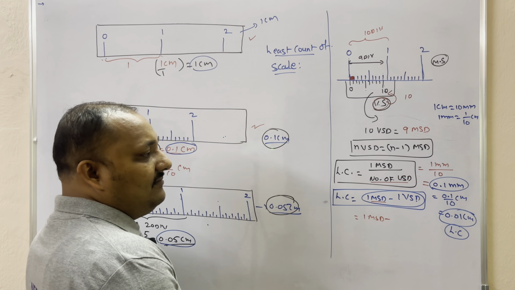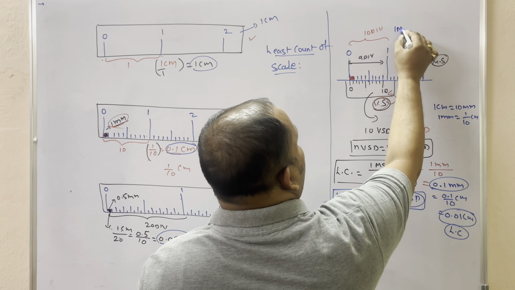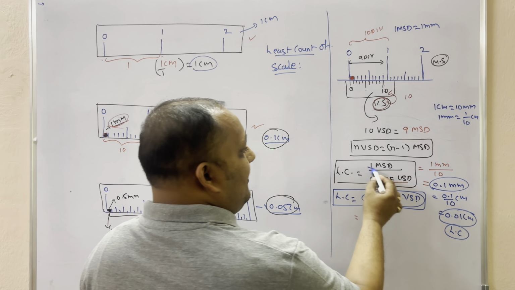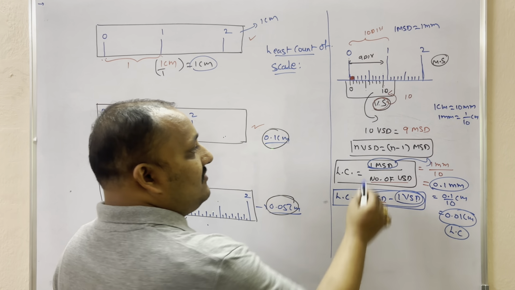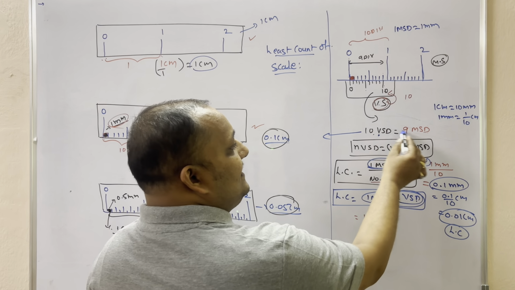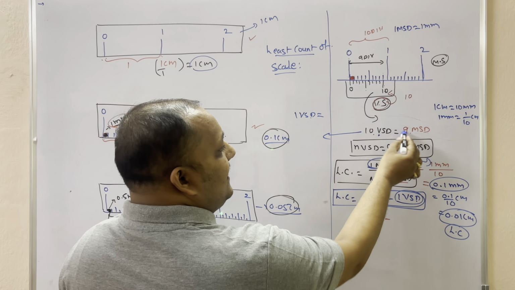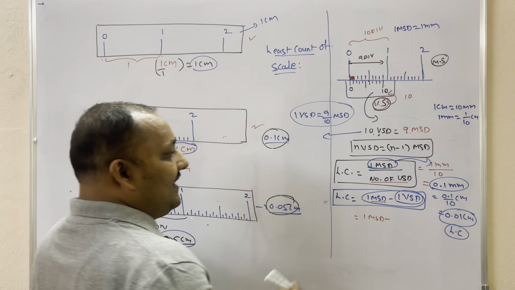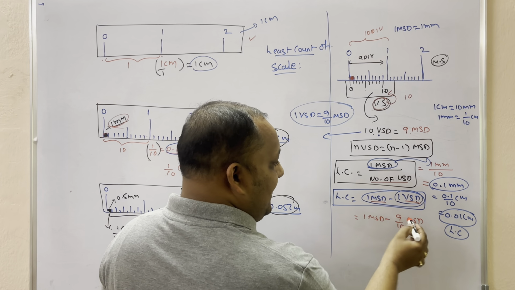What is the 1 MSD value? 1 main scale division is 1 mm, correct? We wrote 1 mm. Now what is 1 VSD? From here, 10 VSD equals 9 MSD. Then what is 1 VSD? 1 VSD is equal to 9 by 10 MSD. Understood? You can substitute that 9 by 10 MSD.